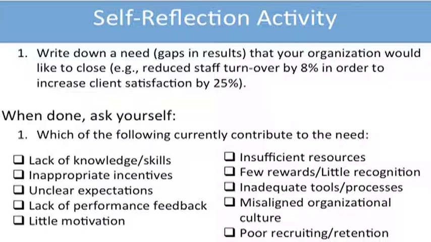And what I want you to do is to ask yourself, which of the following are contributing to that gap in performance? Is it that there is a lack of knowledge and skills? Do people not know or have the skills to do what it is you're asking them to do to get the results? Are there inappropriate incentives? Are the incentives asking people to do something different than what you really want them to do? Are there clear expectations? Is there feedback? What is the motivation level? We'll use the performance pyramid as our guide, and we'll look at each of the factors to see which ones are contributing to the current level of results.